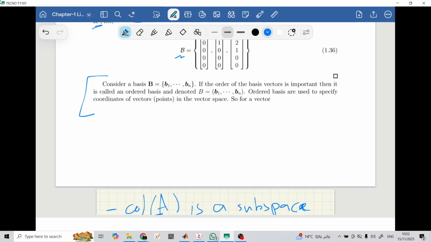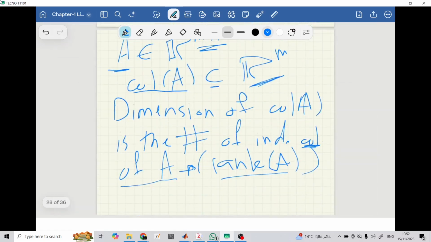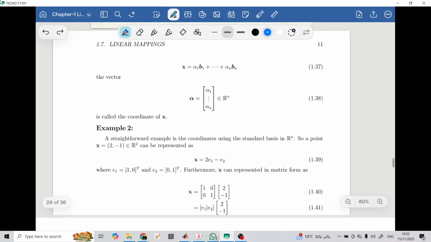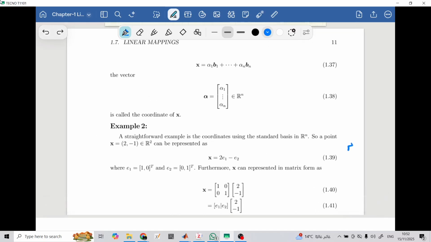Now let's say that we have a basis set. If the order of the basis is important, we call this an ordered basis. And this is important. Why? So we can define what is known as the coordinates. Here we have a generating set, and we have x, which is the linear combination of the b's. Now the alphas here are called the coordinates of x, and the order of the coordinates is important.